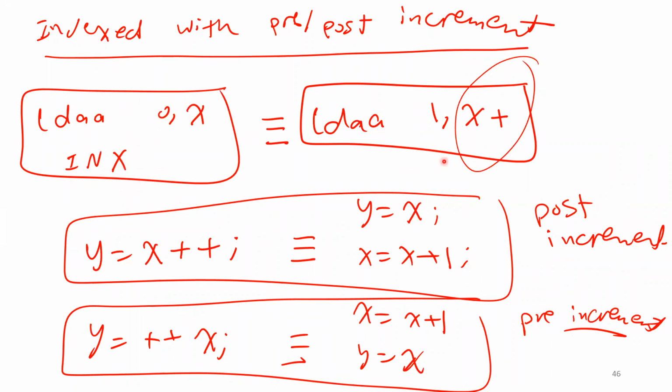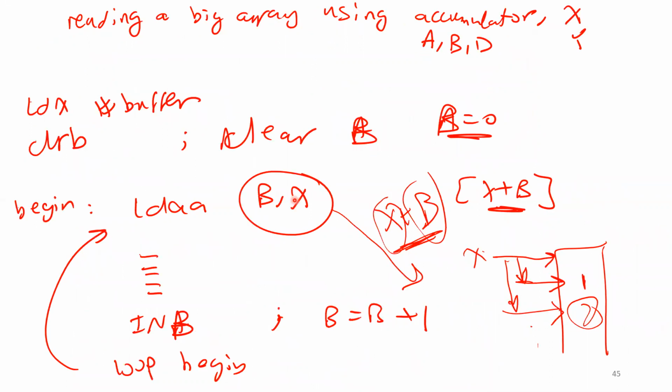So this one is the same if I make it compact this way. If I say load accumulator A 1 comma X plus, that means it is these two instructions. I'm gonna read the byte pointed by X and then I'm gonna increment X. If I put the plus here, it's gonna increment first, and then I'm gonna use this one. So very simple. I'm gonna tell you how. Look here, guys.